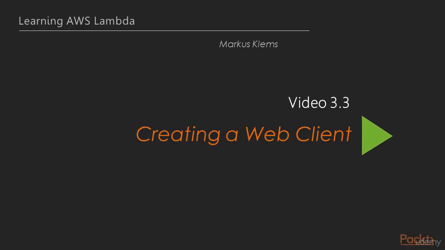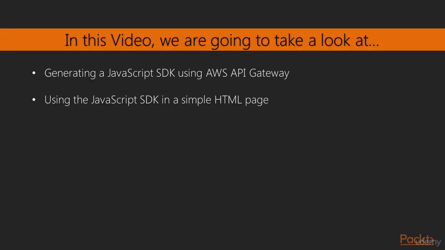In the previous video, we created a Cognito pool and we added some functionality to our backend to retrieve the Cognito identity from our context object. Now we will create a web front end to our application, a web client. In this video, we will generate a JavaScript SDK of our service using API Gateway. And then we will use this SDK with a Cognito client in a simple web page.